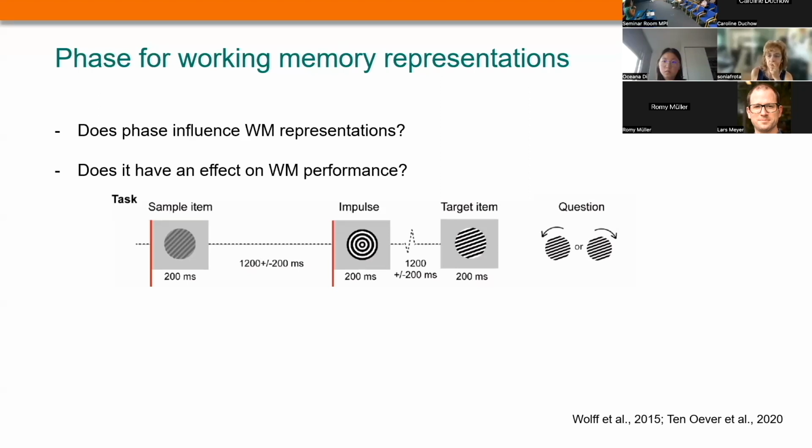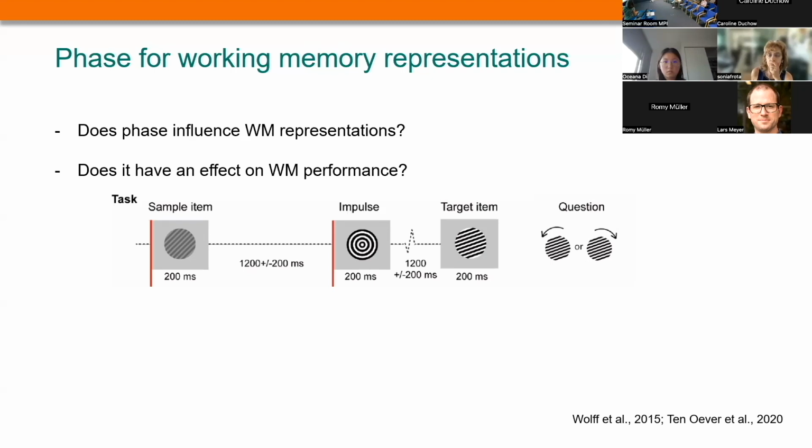The trick of this study is that halfway through this retention period, an impulse can be presented. This impulse is like a bullseye item. The goal of this impulse is to activate representations of the memory that is currently in mind. This has been shown by Wolfendahl 2015 and many other papers came after.